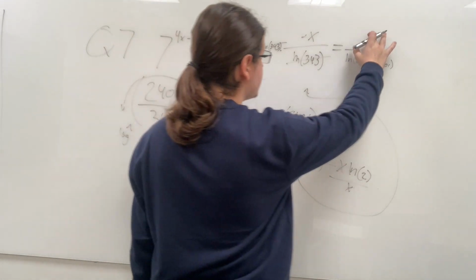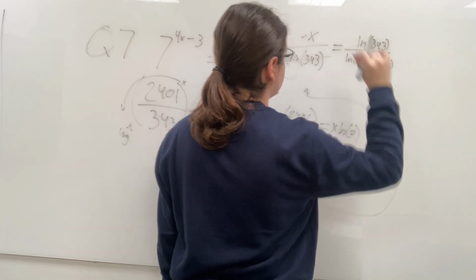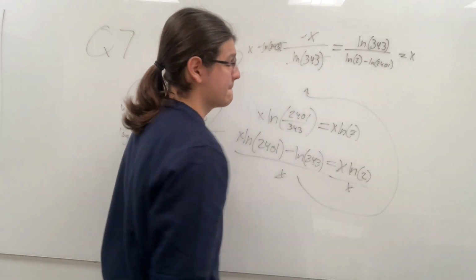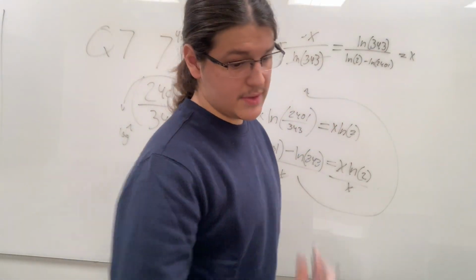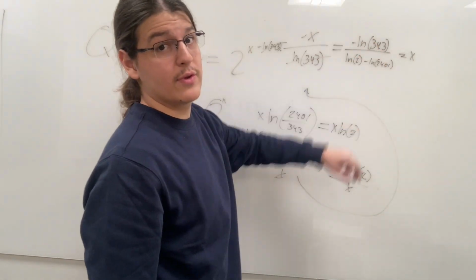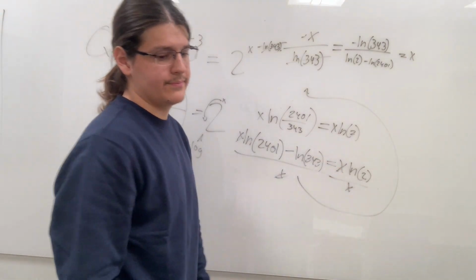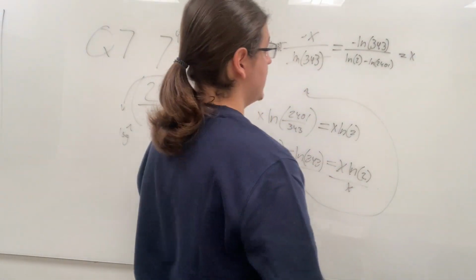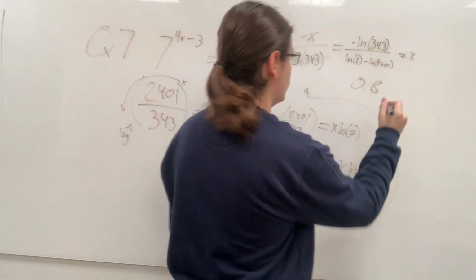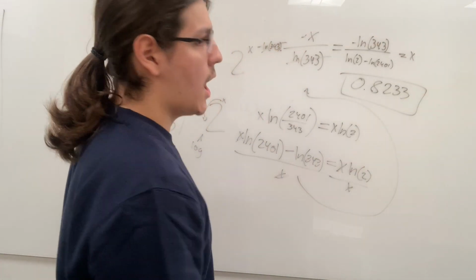So, from the top here, we get ln of 343. Now, that is all equal to x. You're going to have to put that into a calculator. God knows I'm not. Well, negative ln 343 over ln 2 minus ln 2,401. And that is going to result in 0.8233. How about that?